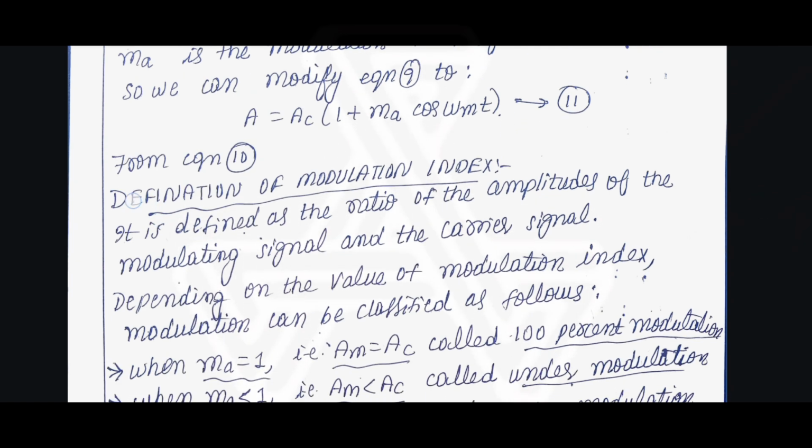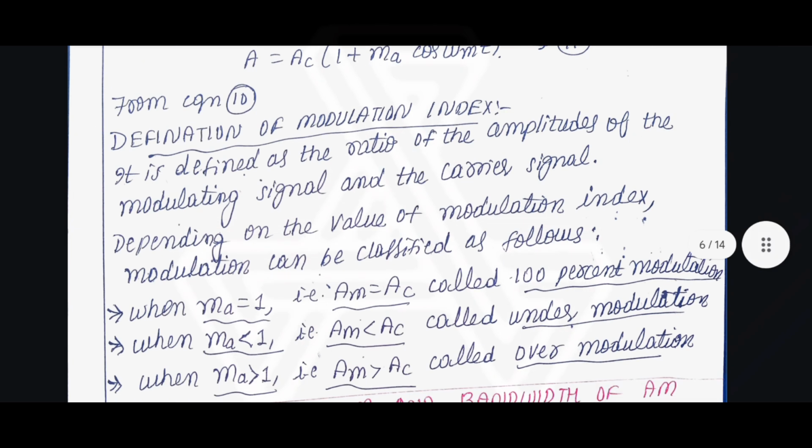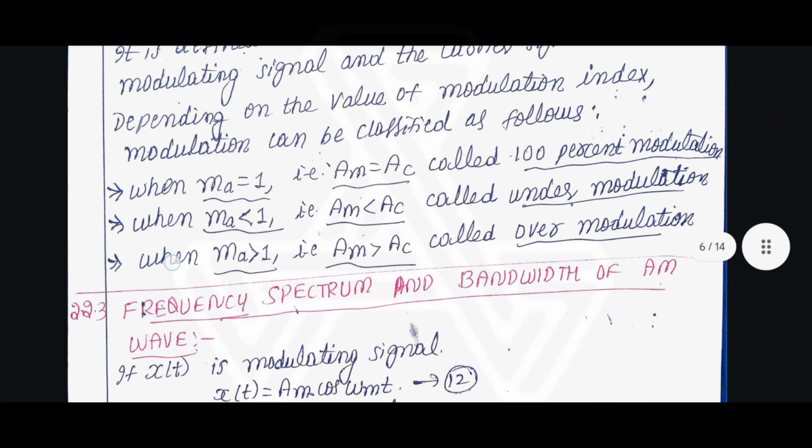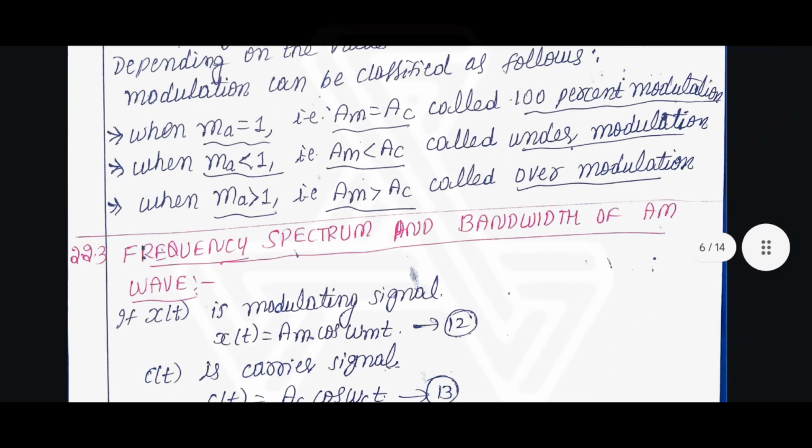From equation 10, the definition of modulation index: it is defined as the ratio of the amplitude of the modulating signal and the carrier signal. Depending on the value of the modulation index, modulation can be classified as follows. When Ma is equal to 1, Am is equal to Ac, called 100% modulation. When Ma is less than 1, Am is less than Ac, called under modulation. When Ma is greater than 1, Am is greater than Ac, it is called over modulation.